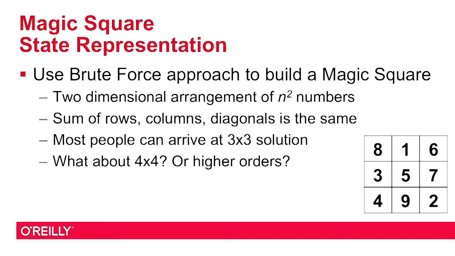But what about a 4x4 or 5x5 or worse? It turns out that trying to arrange the numbers from 1 to n squared in a square is not easy. The main challenge is the sheer size of the search space. This is what is known in mathematics as a combinatoric problem.